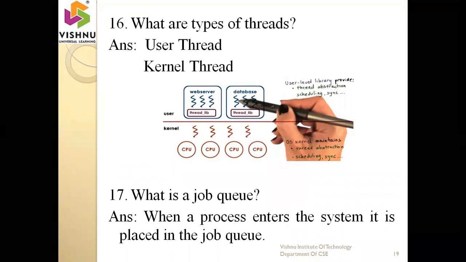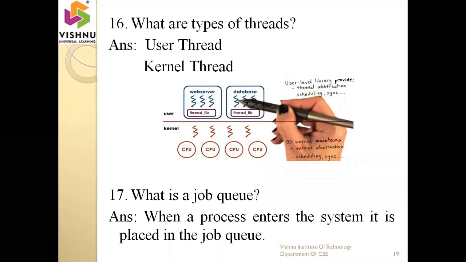The thread which is created by the user is called a user thread. In this diagram, user threads are shown as web server and databases. These are the threads created by the user. Kernel threads are the threads present inside the operating system. With the help of kernel threads, we can perform different kinds of operations present inside the OS.